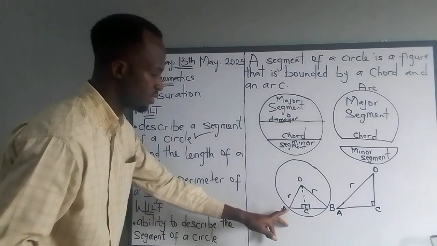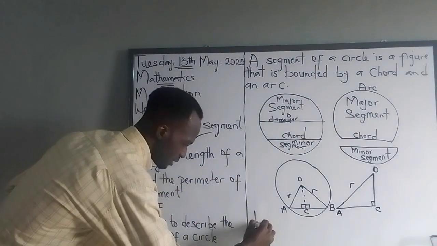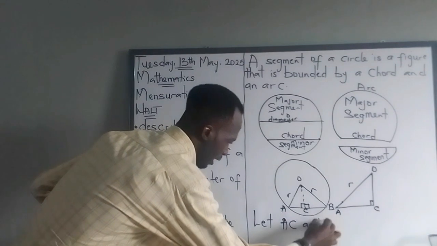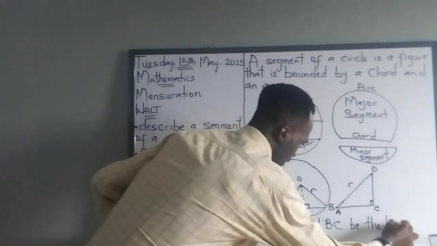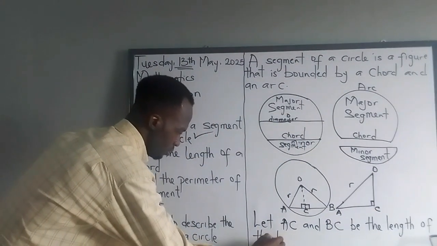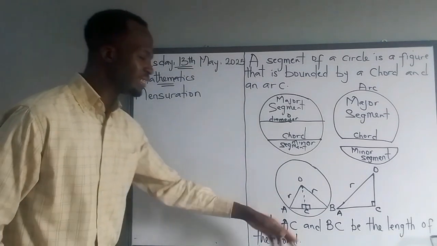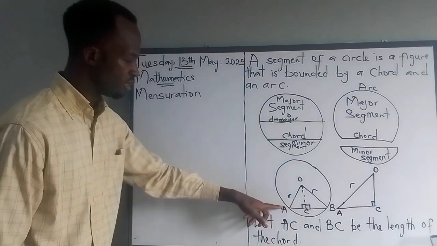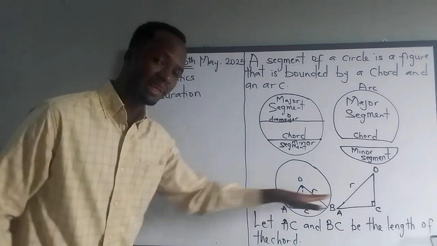So let AC and BC be the length of the chord. Again, let AC and BC be the length of the chord. Don't forget, this is a chord, the length of the chord ACB. So AC and BC represent the length of the chord.